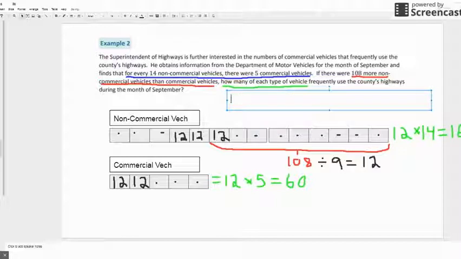Non-commercial, I'm going to abbreviate. I'm going to put non-commercial, and of course, equals 168. And then commercial equals, what did we say, 60. So here's the tape diagram. Remember, it is not the answer. The tape diagram helps us to get to the answer. The answer is up here. For non-commercial vehicles, there's 168, and for commercial vehicles, there's 60. So there you go. There's the answer to how many.